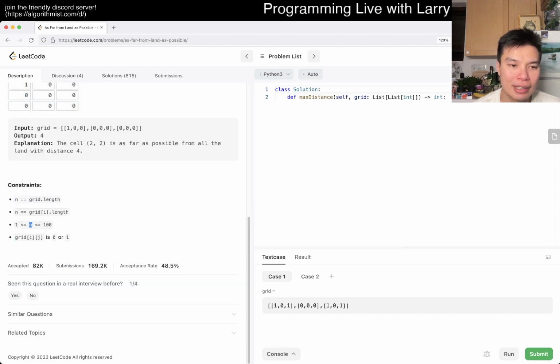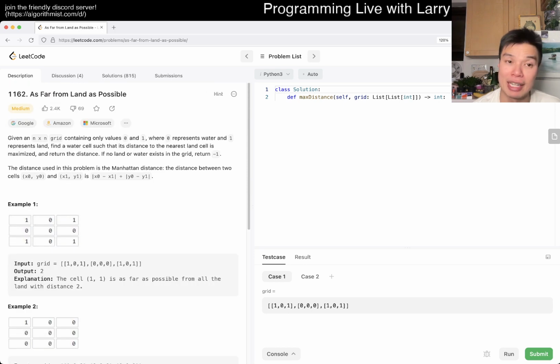Yeah, so n is equal to 100. That means that there are 10,000 cells, and it's probably very tempting to, for each water cell, find the nearest land, right? That's probably your first thought, and that's probably my first thought for a brief moment.